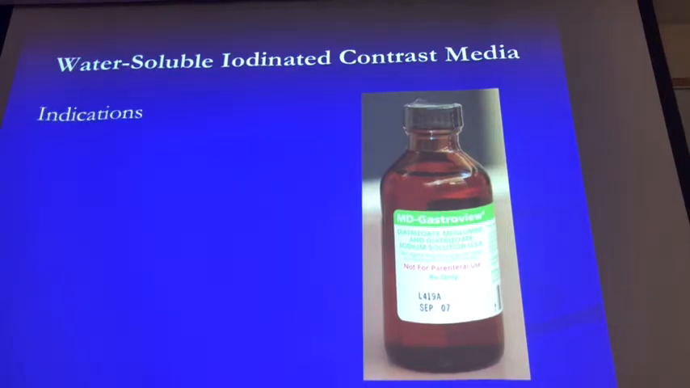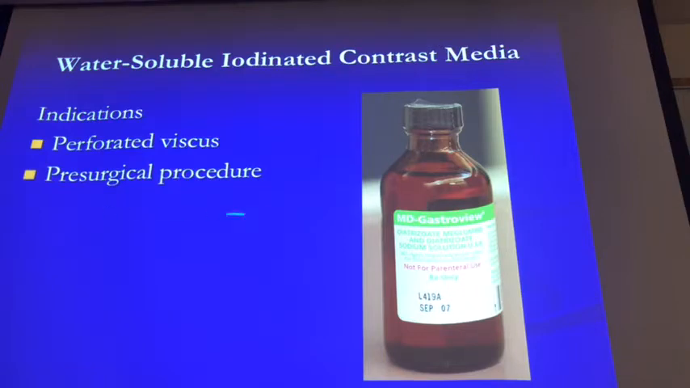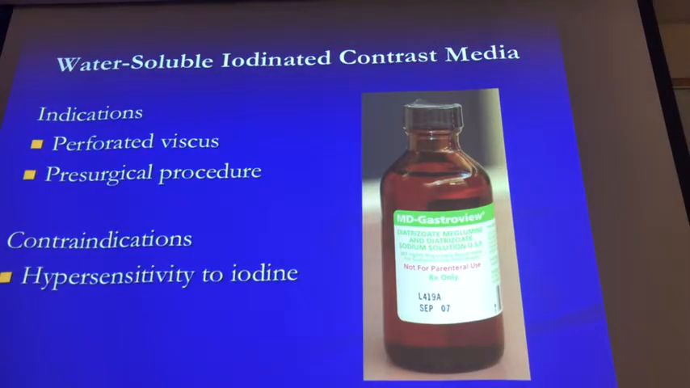All right. And as you can see here, not for parenteral use. That means that you can only use it for the digestive system, not for anything else. Because you can have other types of formulas that can be injected on the patient. This is not to be injected, this is just for the GI tract. Okay. Indications. This is for perforated bowels, pre-surgical procedures. Contraindications, hypersensitivity to iodine. Okay, if someone is allergic to iodine, probably won't do well with this.